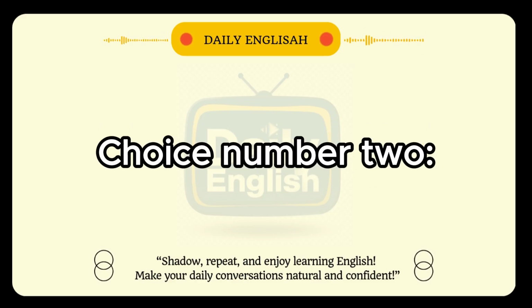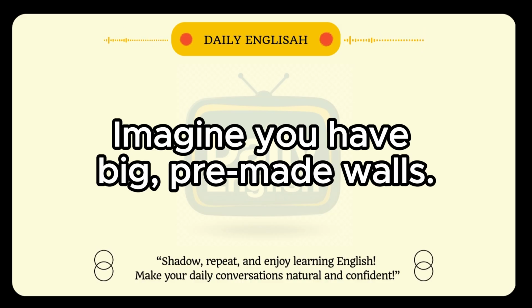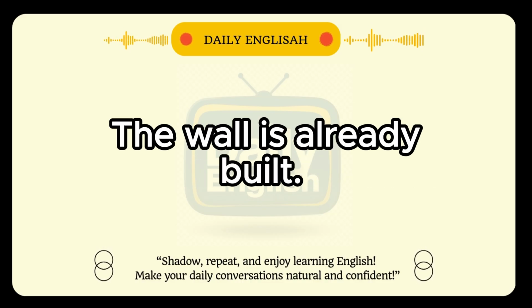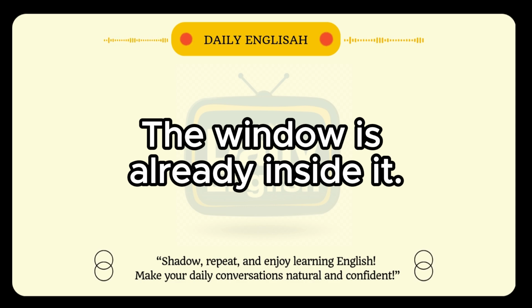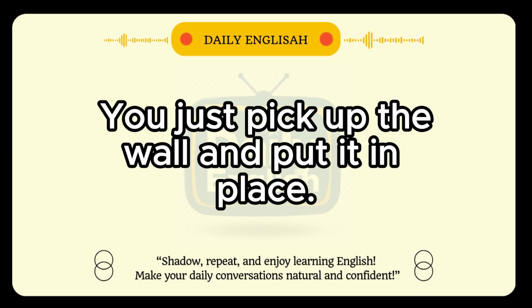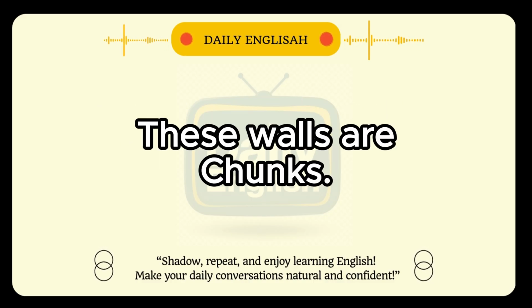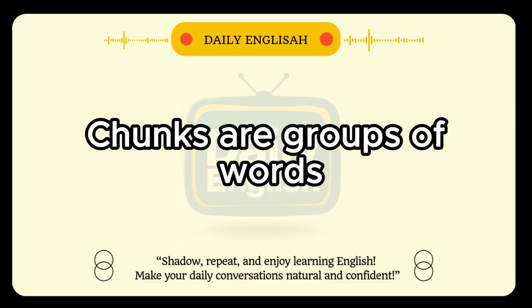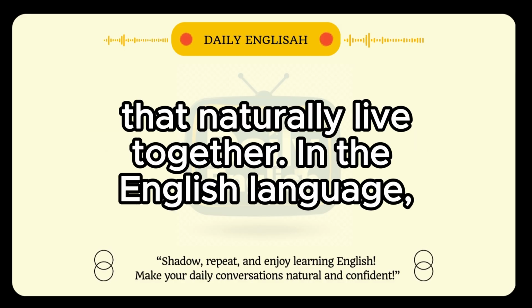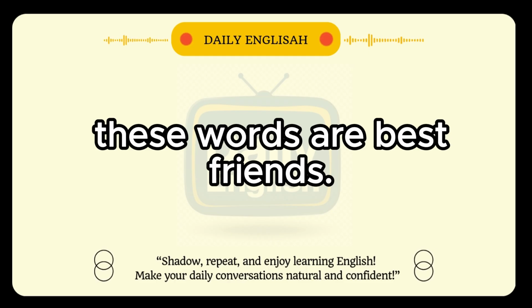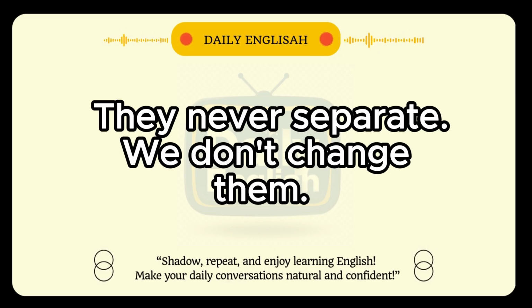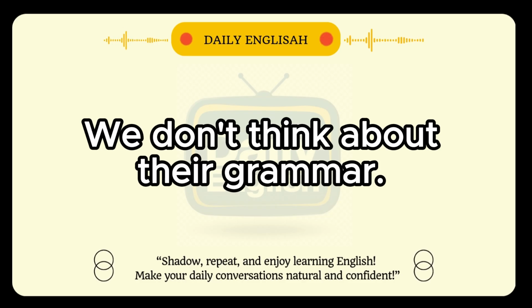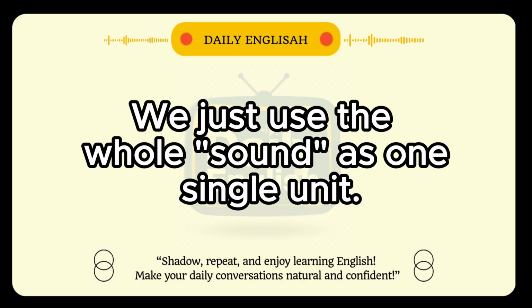Choice number 2, imagine you have big, pre-made walls. The wall is already built. The window is already inside it. You just pick up the wall and put it in place. These walls are chunks. Chunks are groups of words that naturally live together. In the English language, these words are best friends. They never separate. We don't change them. We don't think about their grammar. We just use the whole sound as one single unit.